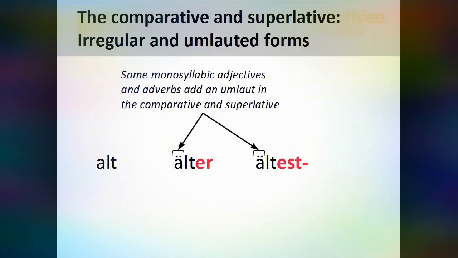A small number of monosyllabic adjectives and adverbs add an umlaut to their comparative and superlative forms. As you see on the screen, the adjective alt, or old in English, adds an umlaut in the comparative and superlative. Not all adjectives and adverbs do this, however, so please consult your textbook or conduct a web search to locate a complete list of those that take an umlaut. Additionally, you will note that the adjective ends in a t, so an e must be inserted between the adjective and its superlative suffix.